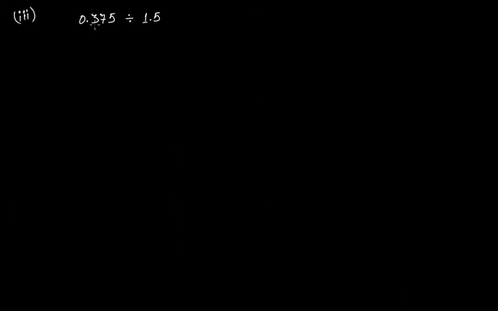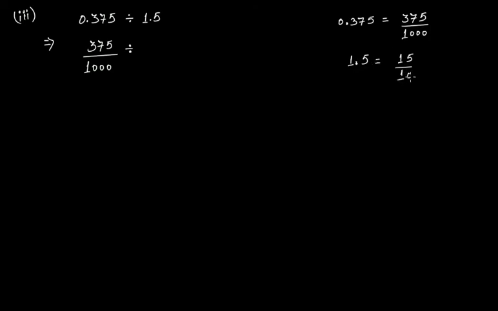This is the third one. 0.375 can be written as 375 divided by, how many digits do we have after the decimal point? 3, so 1000. So 375 divided by 1000, division sign, and this is 1.5. 1.5 can be written as 15 divided by 10, because we have 1 digit after the decimal point.